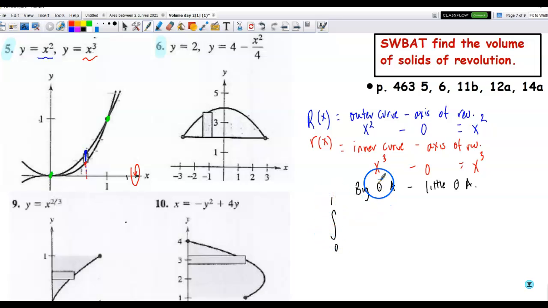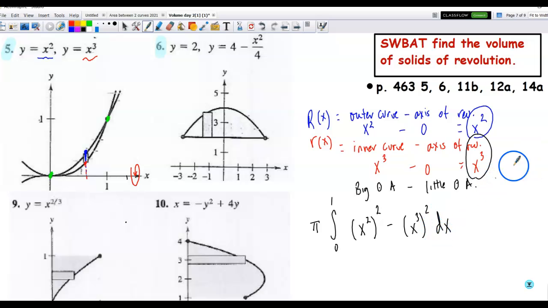So we're going to have big R squared, so that's going to go in blue. So here's my R, and we're going to factor the pi out front. Remember, both circles are going to have pi R squared, pi R squared, so we can factor the pi out front. So we have big R squared, so x squared squared, minus little r squared dx. So that is our setup for finding the volume with a hole in it.